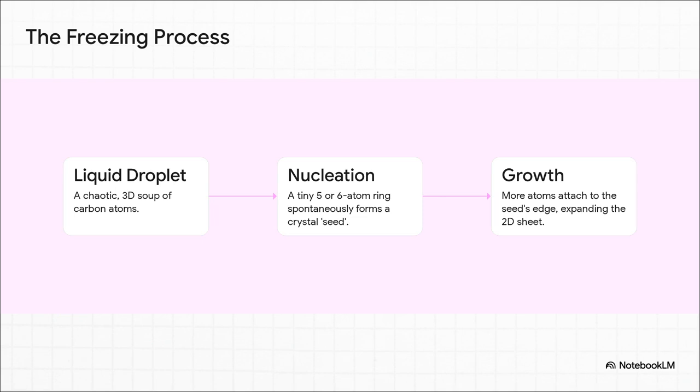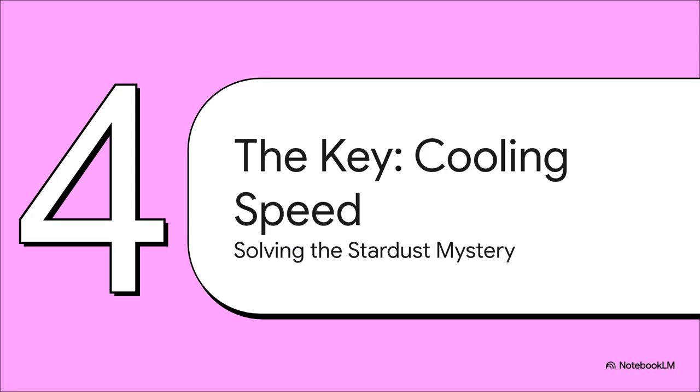So the process unfolds in three basic steps. First, you've got your 3D droplet, that soup of liquid carbon. Then, just by random chance, a few atoms, like 5 or 6 of them, click together into a stable little ring. That's called nucleation, and it's the seed for a brand new crystal. And finally, you get growth, where other atoms in the liquid latch onto the edge of that seed, expanding it outwards into a bigger and bigger 2D sheet. Okay, so we have all the pieces on the board now. We've got the mystery of the different structures, the challenge of working with liquid carbon, and this weird 3D to 2D freezing process.